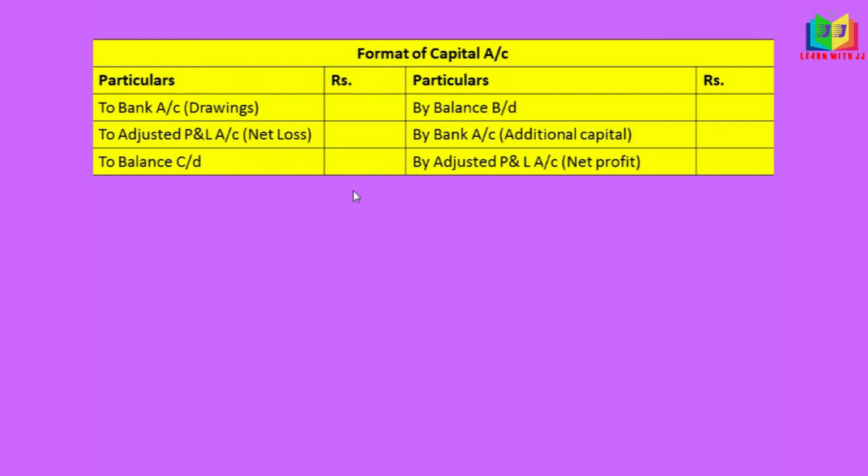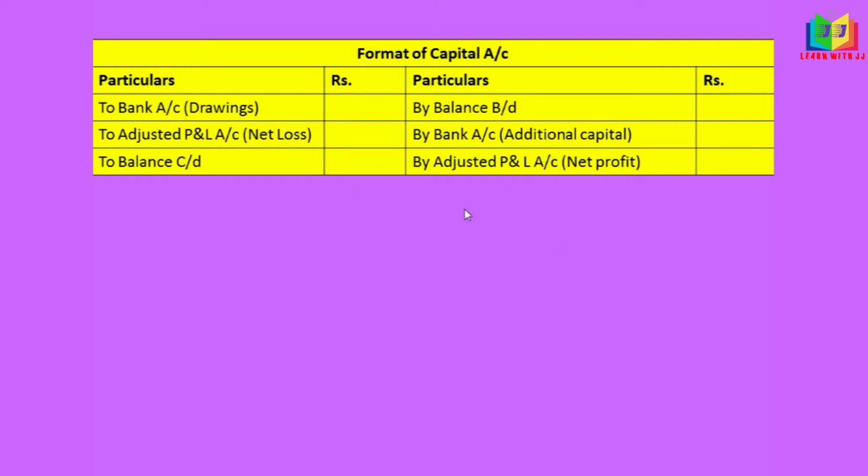In a joint stock company we need not prepare this capital account. If the capital increases, that shows a further issue of shares. If the capital decreases, then it means redemption of shares. But here we have to prepare this capital account in order to find the drawings.